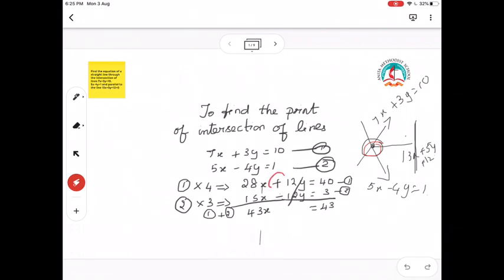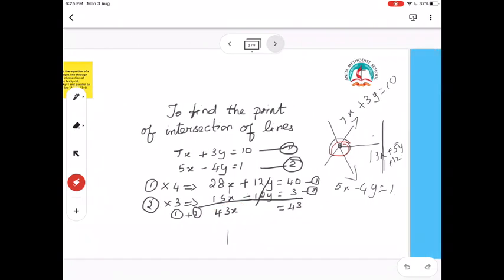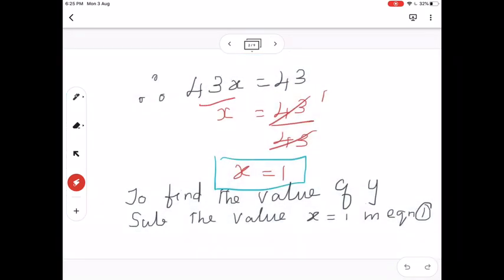Now, see the signs, one plus and one minus. How does it get cancelled? When adding itself it gets cancelled. So, you are adding equation number 1 and 2. When you are adding, y gets cancelled, you get x. 28 plus 15, 43x, 40 plus 3, 43. So, from this you get 43x is equal to 43. Therefore, multiplication changes into division, x is equal to 1.